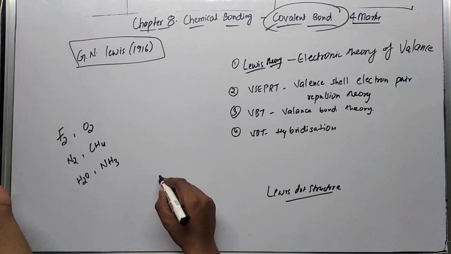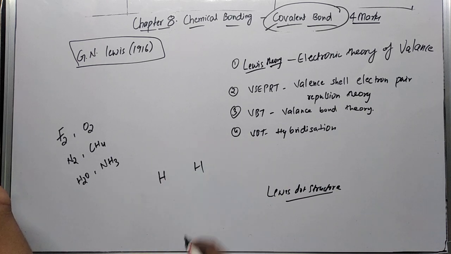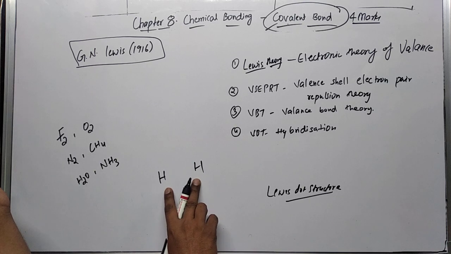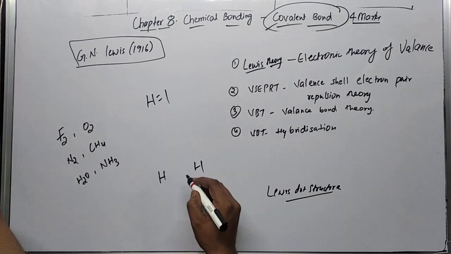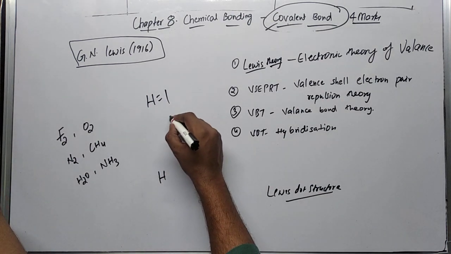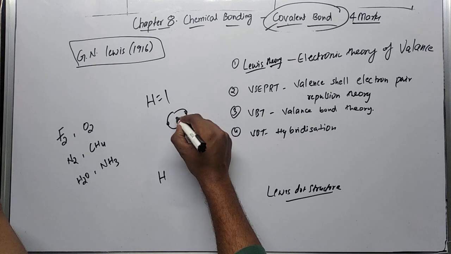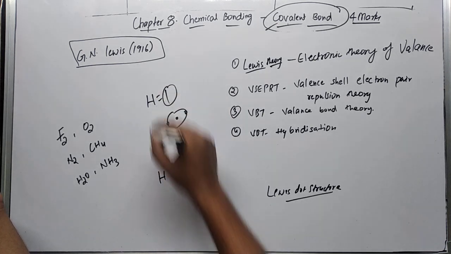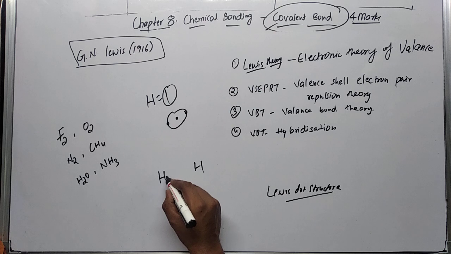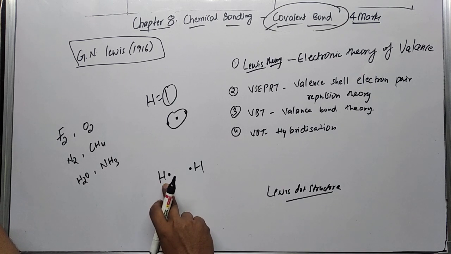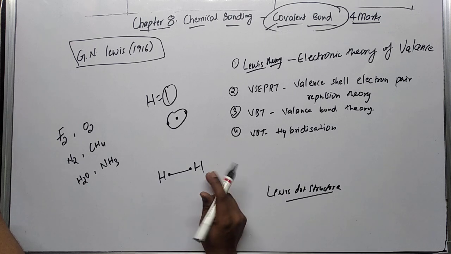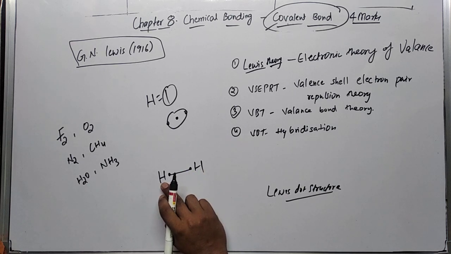So if you take hydrogen and hydrogen, we have two hydrogen atoms. If hydrogen wants to become stable, its atomic number is 1, so it should have 2 electrons in its last shell. Actually it has 1 electron. Now for the first hydrogen, if you draw the Lewis dot structure, we have only 1 dot. The other hydrogen also has only 1 dot. To make 2 electrons in the last shell, the first hydrogen will share 1 electron from the second one, and the second hydrogen will share the electron from the first hydrogen.